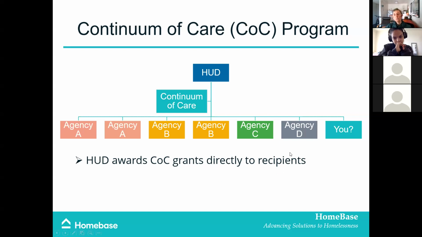So we've gone over what Continuum of Care is very quickly. We've gone over the basics of just what is this funding stream. Are there any questions before we move on to eligible populations and who you can serve? I think I went over just a little too quickly. Anything that didn't make sense?